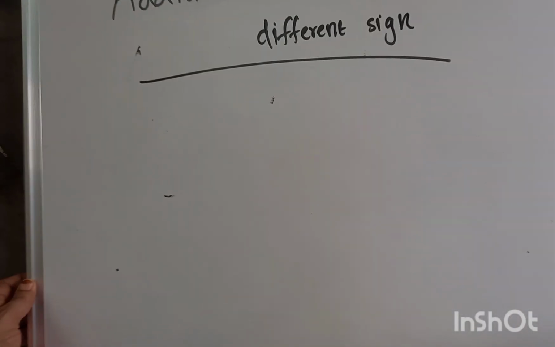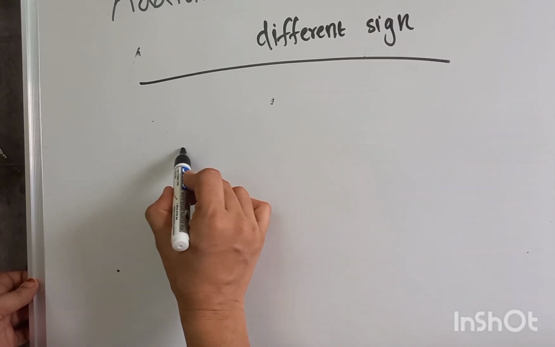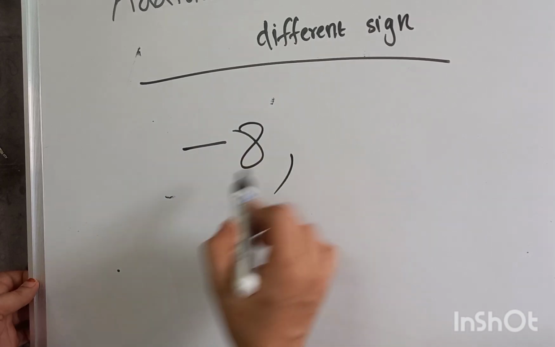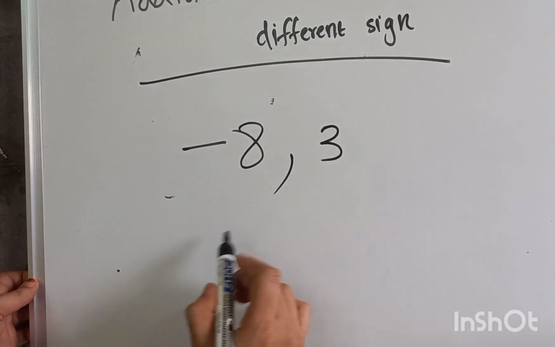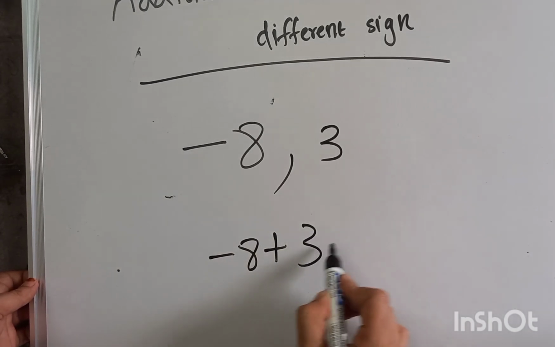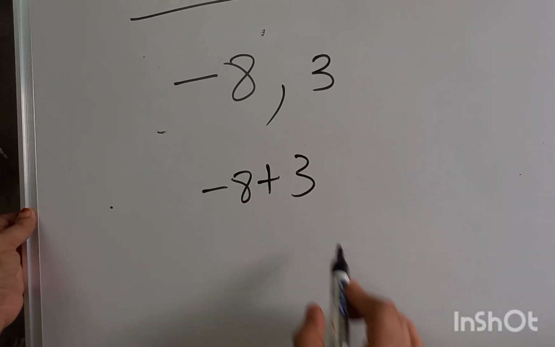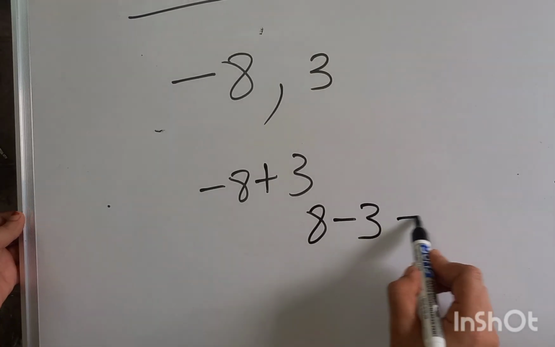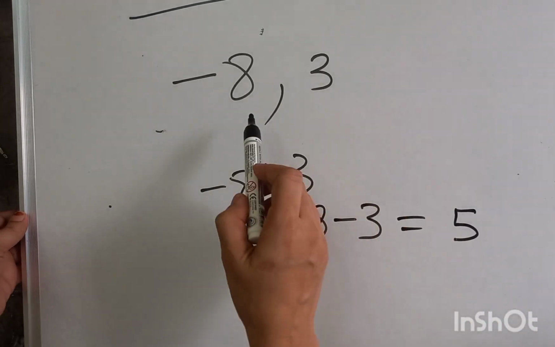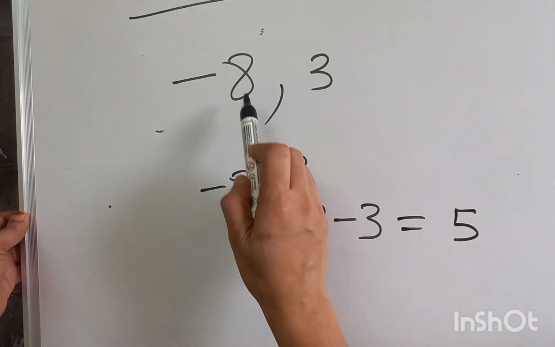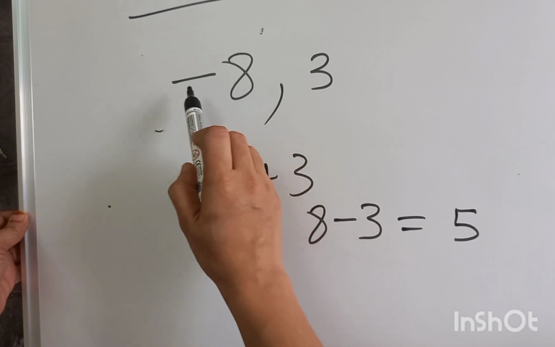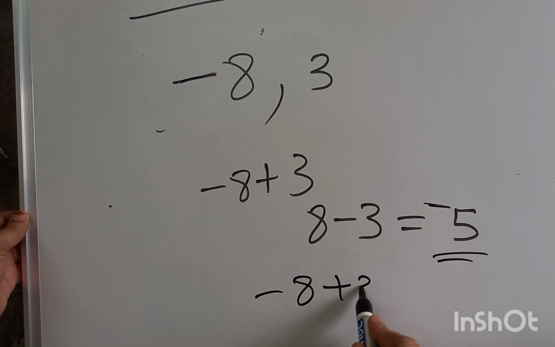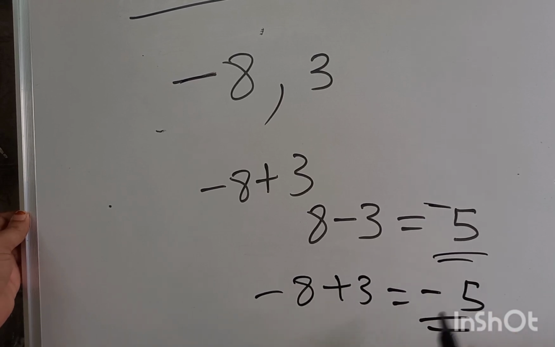I will take two more examples to make you thorough. Let us take two numbers, negative 8 and 3. Negative 8 plus 3 is the operation you have to do. First of all, neglecting the sign, it will be 8 and 3. You have to do subtraction: 8 minus 3, the answer will be 5. Now checking the question, the greater number has the sign negative, so the answer will be negative. So negative 8 plus 3, the answer will be negative 5.